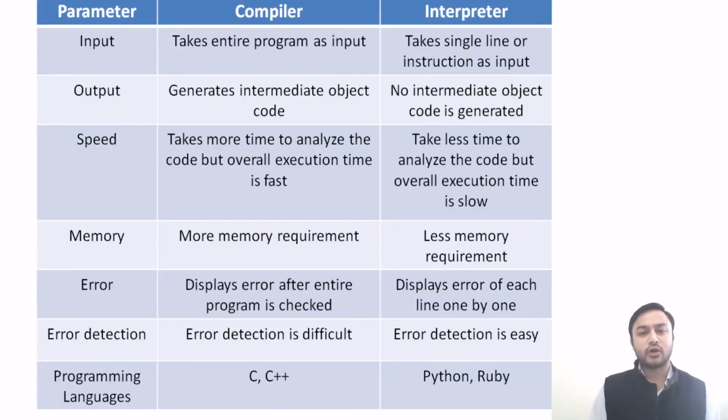This is a very important topic which is generally asked, that what is the difference between the compiler and interpreter. So here are the differences between compiler and interpreter on various parameters. The first parameter is input. In case of compiler, it takes entire program as input.